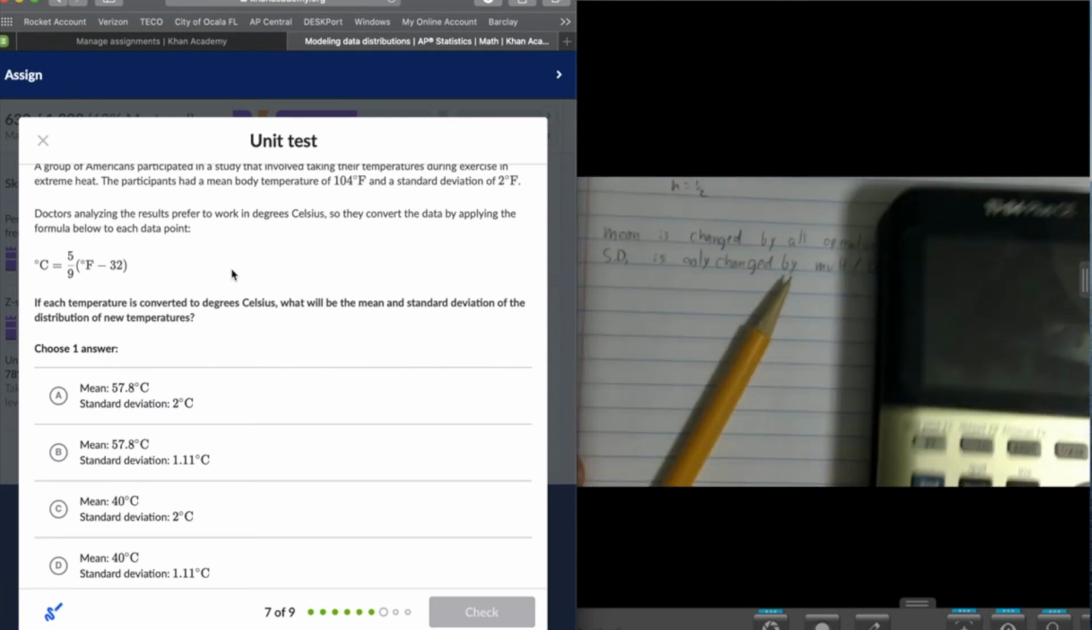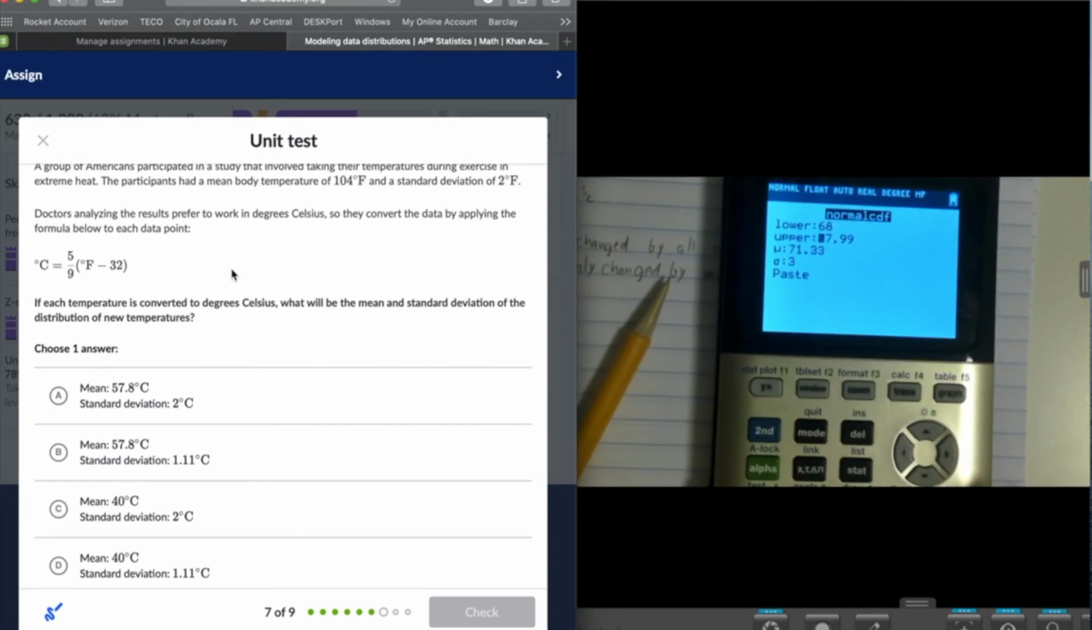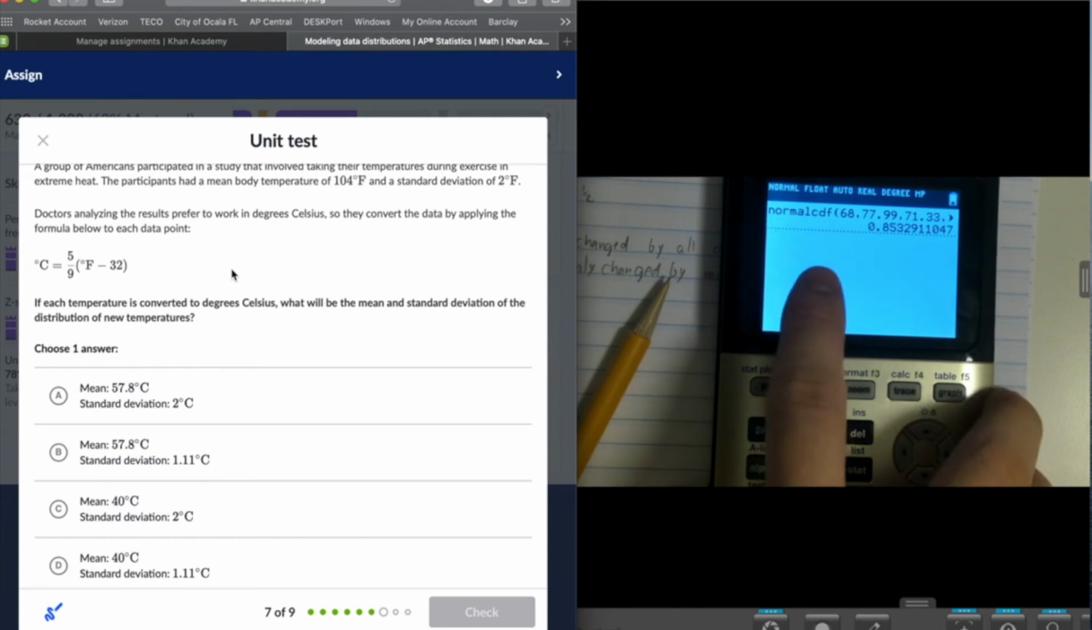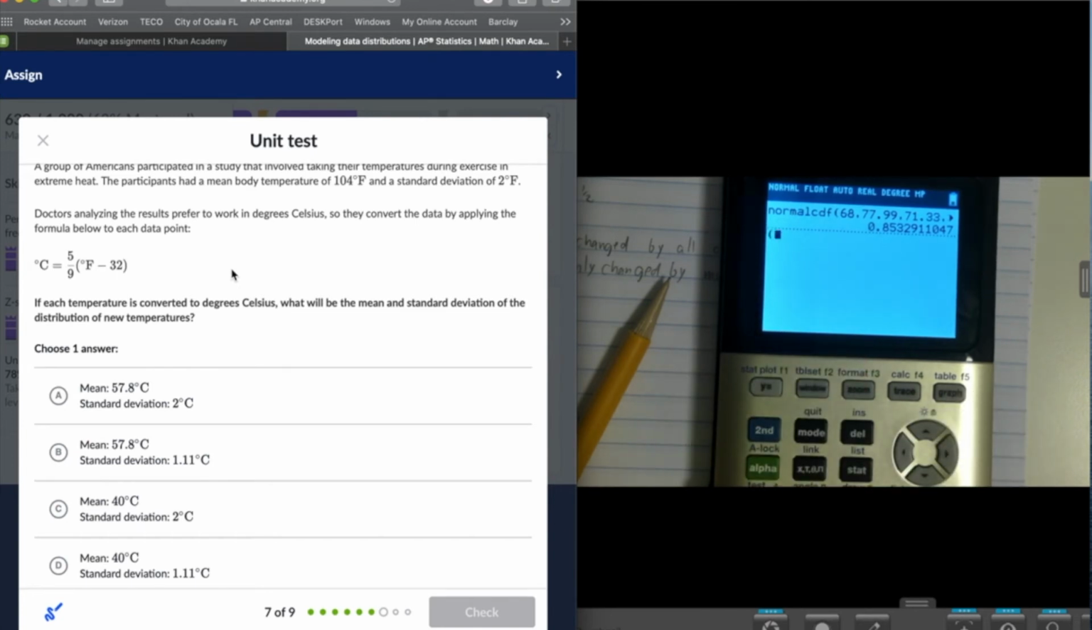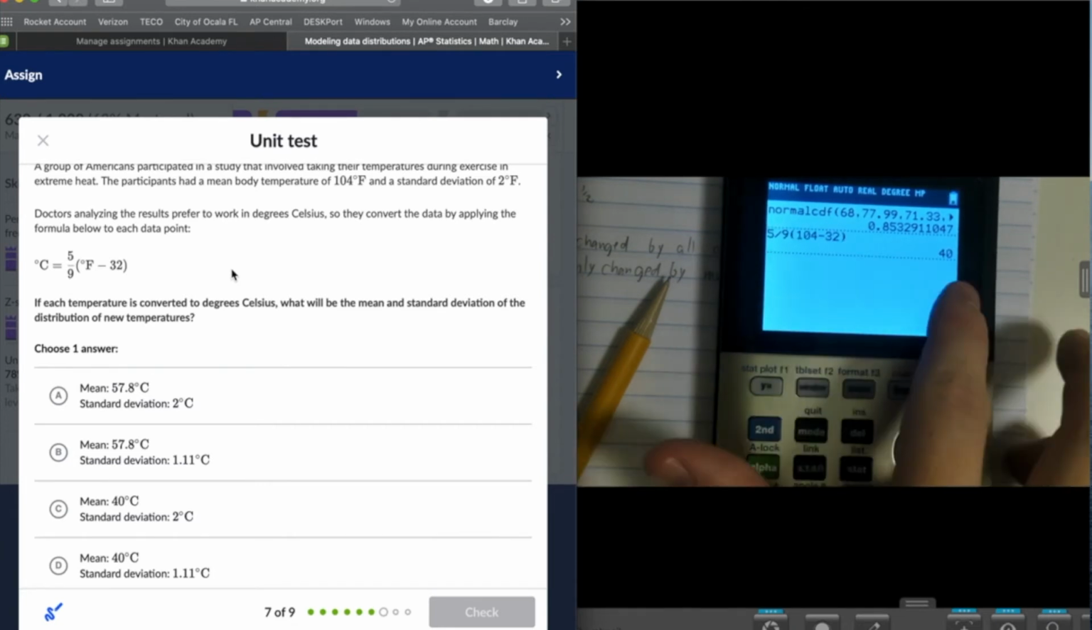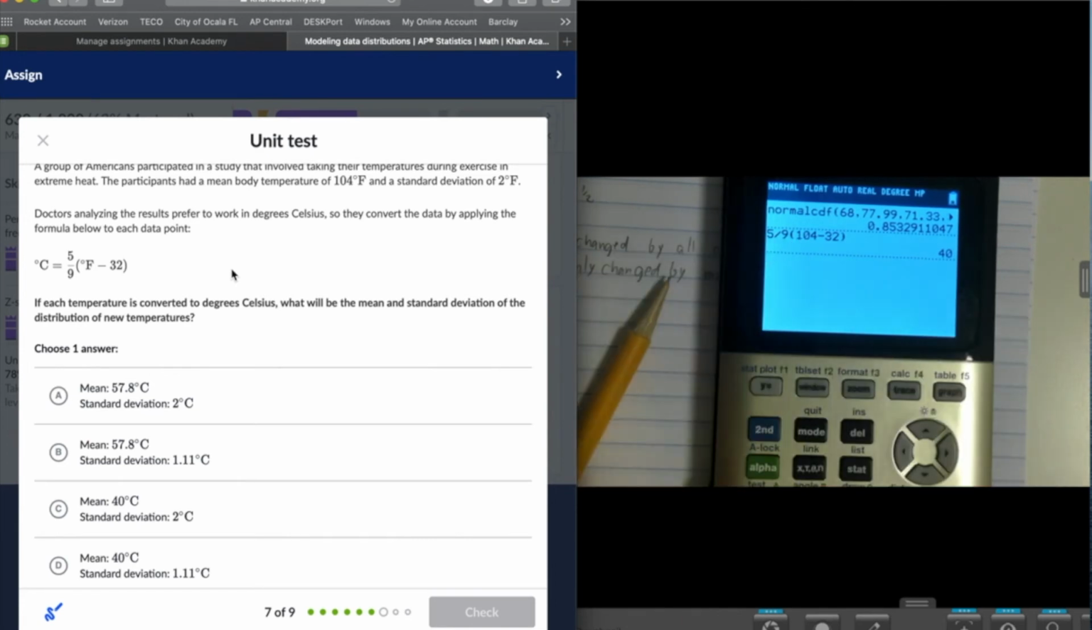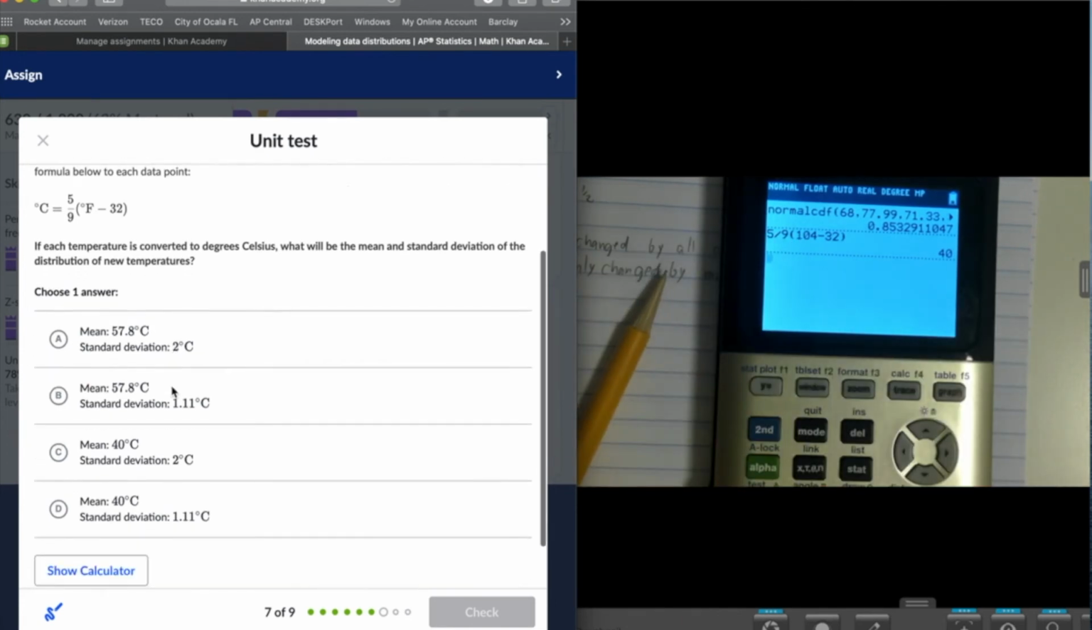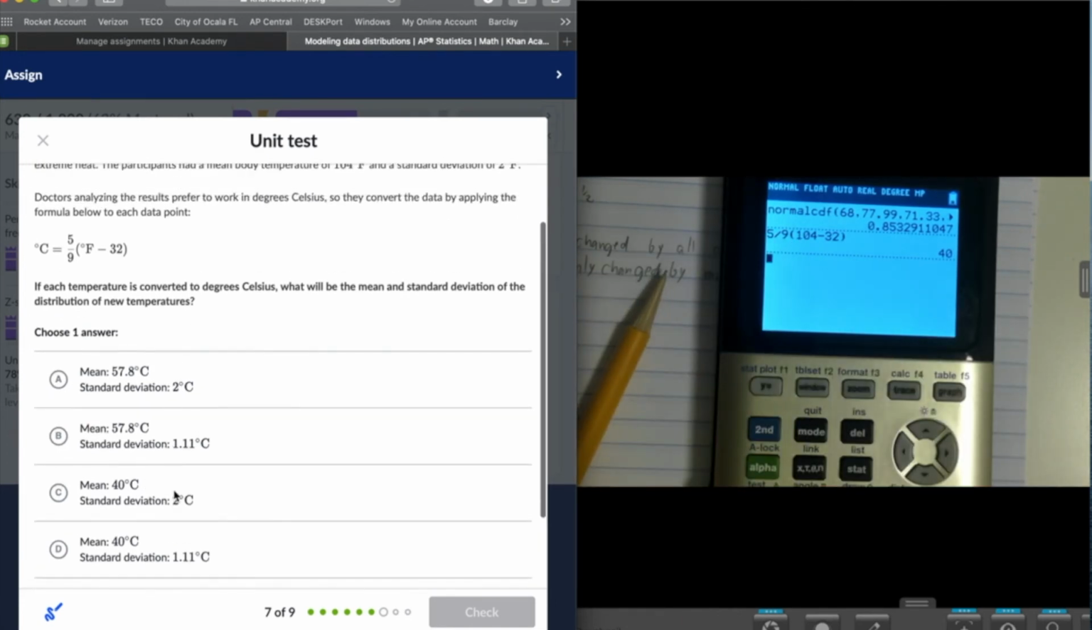So here's what that means. The new mean, if the current mean was 104, well then I'm just going to have to do exactly what it says. Do 5 divided by 9 times 104 minus 32. That's my new mean. I plugged the old mean into the formula that they gave me. So now I have 40, so it's one of these two. The next question is, which one is the correct standard deviation? And the idea is you take the current standard deviation, but you only apply the multiplication or division. And so the answer is D.